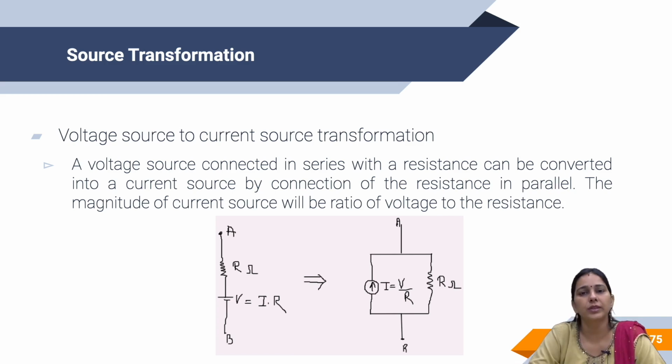A voltage source connected in series with a resistance can be converted into a current source. The current source magnitude will be the voltage divided by the resistance. This resistance value is the same as the internal voltage source resistance, that is Rse, whereas the magnitude of the shunt resistance will be directly equal to the series-connected resistance in the voltage source. In this manner, we can convert the voltage source to the current source and vice versa, that is current source to voltage source.